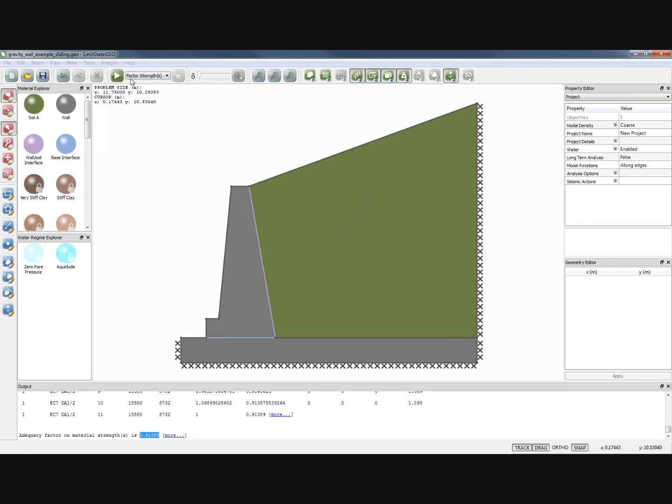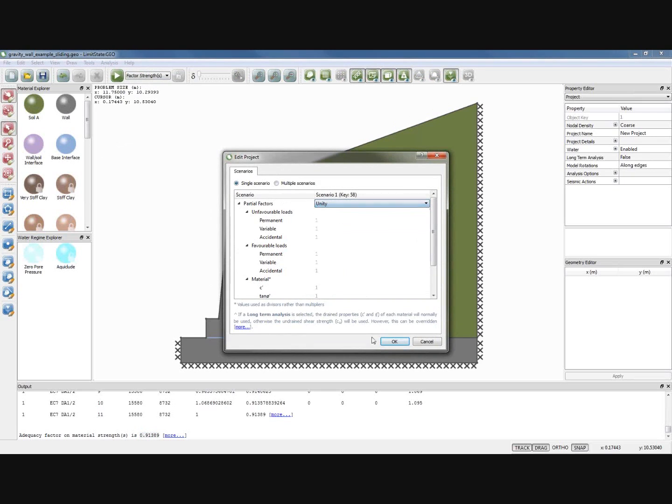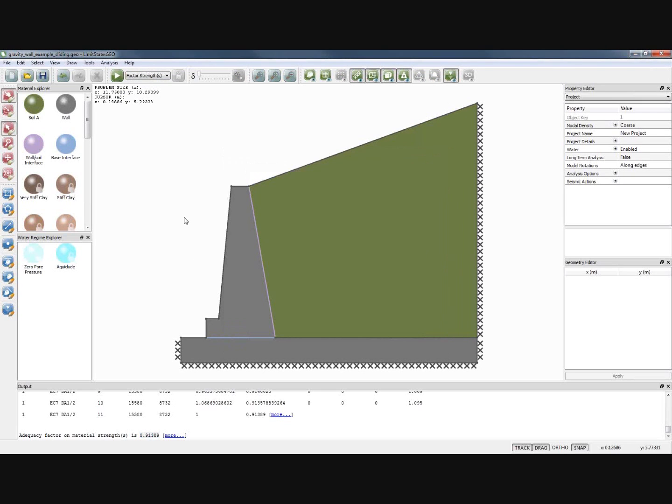So we can do all our analyses in that way. Just for simplicity, I will revert back to a unit partial factor, and just for speed, we'll revert back to factor load. We can employ more nodes. The more nodes we put in the problem, the higher the accuracy. But again, just for demonstration and interactive working, we'll work with what we call a coarse nodal distribution of 250 nodes. But clearly when you come up with a final design, you'd be wanting to put in more nodes to get a more accurate answer.